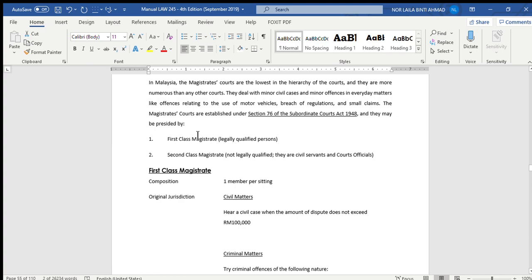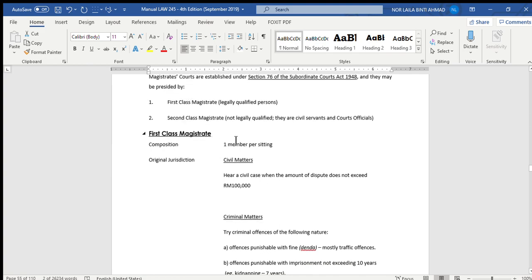If you have any friends who graduated with a law degree and finished their chambering, they are qualified to be a first-class magistrate. So that is a legally qualified person, but a person who is not legally qualified can join as a second-class magistrate.